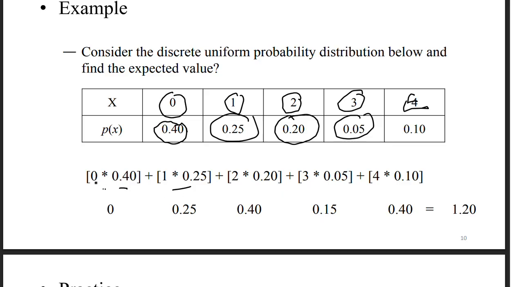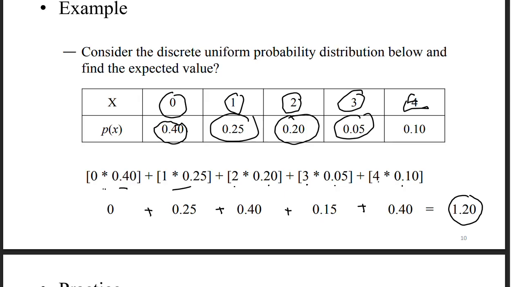Take the value of x times the corresponding probability, which will give you that, plus the next value of x times its corresponding probability, which gives you 0.25, plus the next value of x times its corresponding probability, which is 0.40, plus the next value of x times the corresponding probability to get 0.15, plus the next value of x times the corresponding probability. And when we add them together, it should give us the expected value or the mean of that discrete uniform probability distribution.